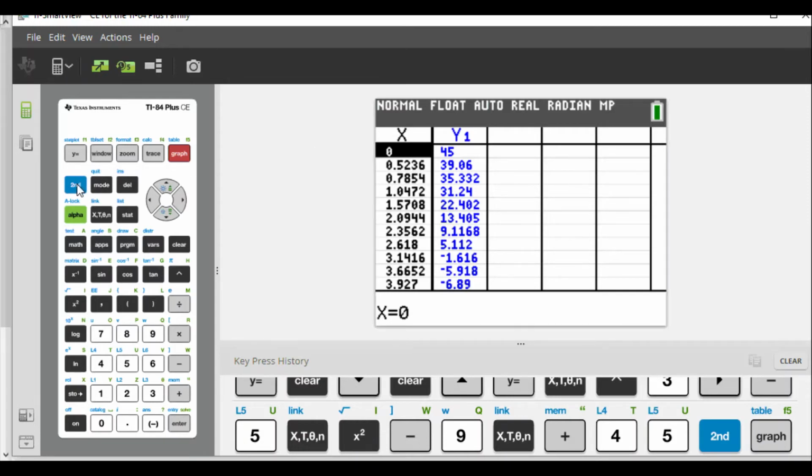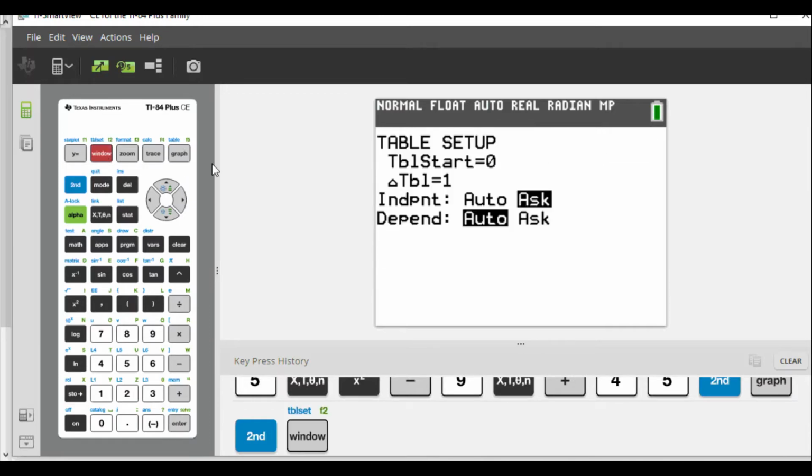So let me just reset my table. Second table set. Let me just set table start to 0. I'm going to change this to auto because it'll give us the values automatically. The other setup, in this case, we can type in numbers to find our values. So just to let you guys know. So let's go to second table now.